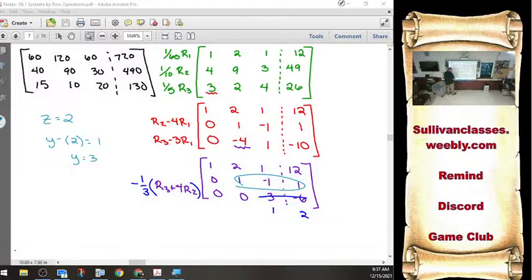Okay, that top row now says 1x plus 2y's plus a z is 12. 6 plus 2 is 8. Subtract. X is 4. And we make certain neurological phenotypes extremely happy by saying 4, 3, 2.